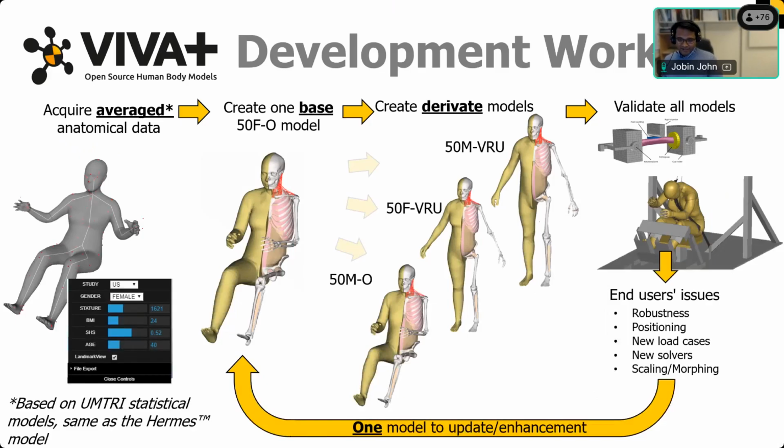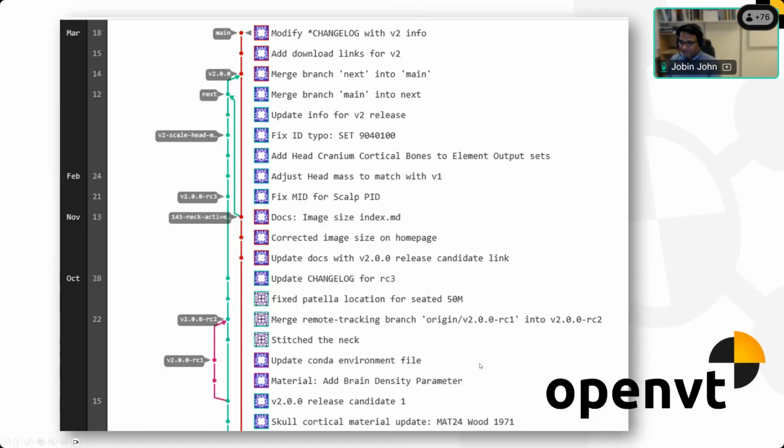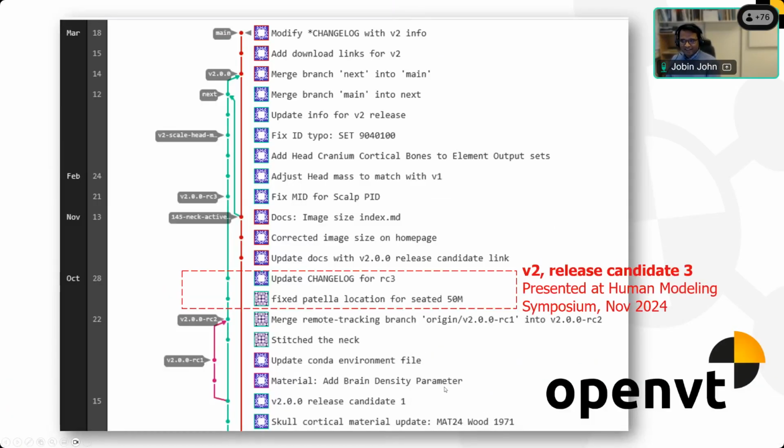Johan showed this workflow, and I'm going to share a bit of the workflow of what happens with the updates, and this is a story from last year. We had just finalized version 2, and this was presented at the Human Modeling and Simulation conference in Germany around this time last year. And this was the release candidate. We were running robustness and validation load cases and so on. But right after we presented this, we found that there were some issues that we needed to fix.